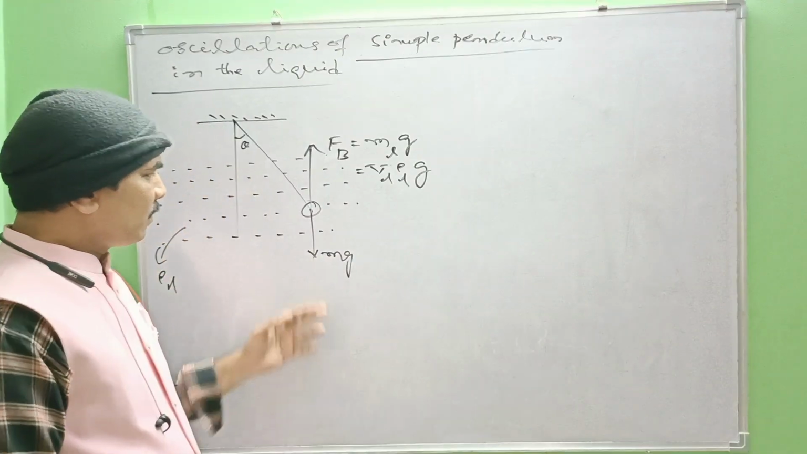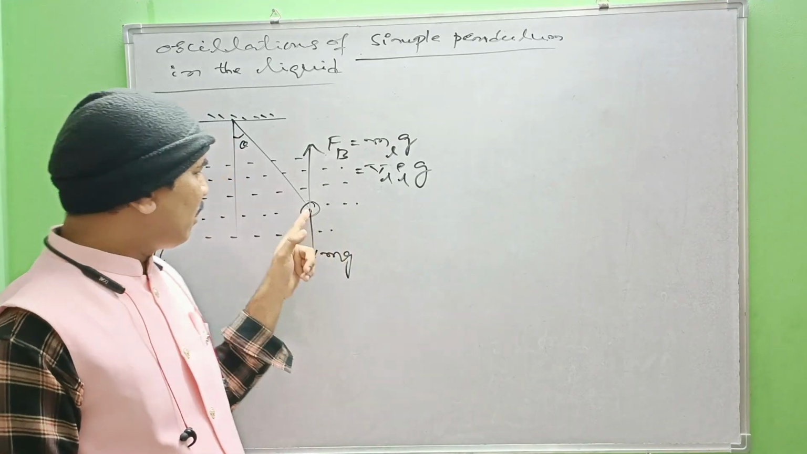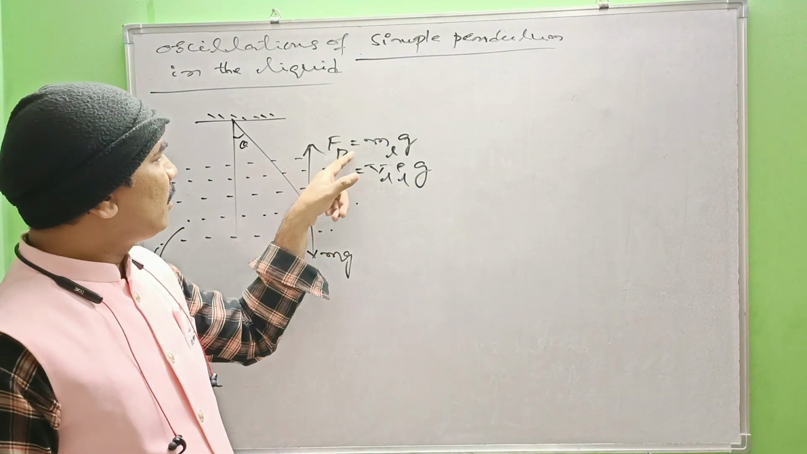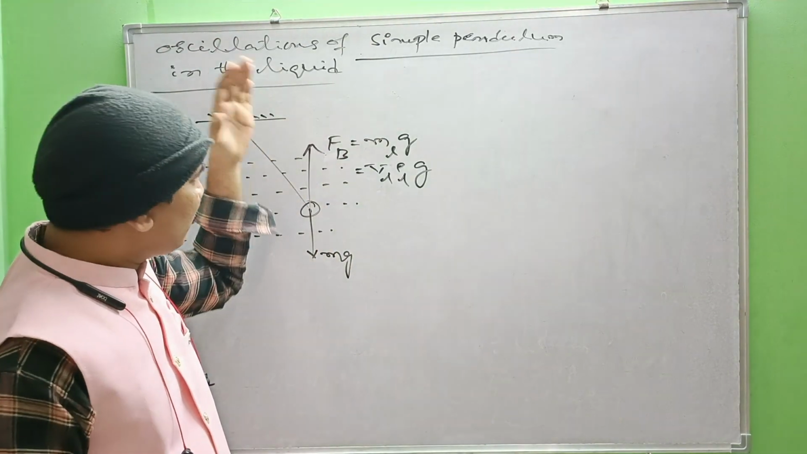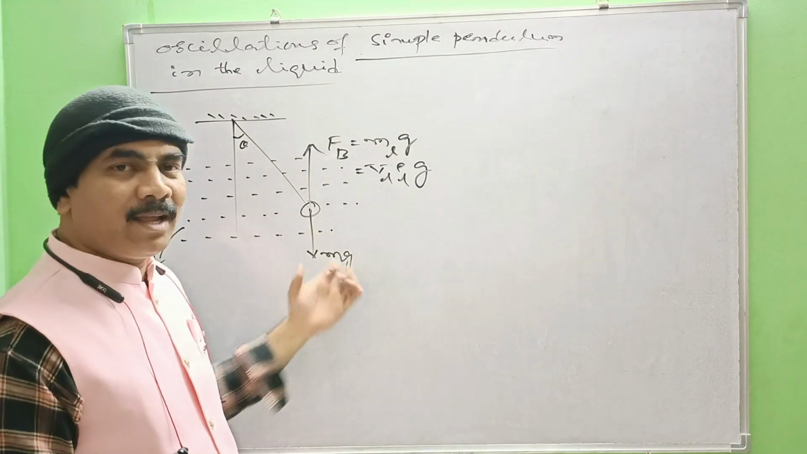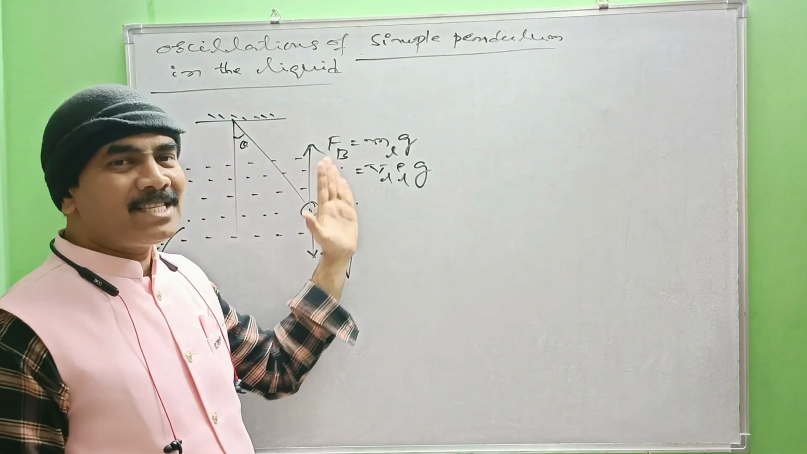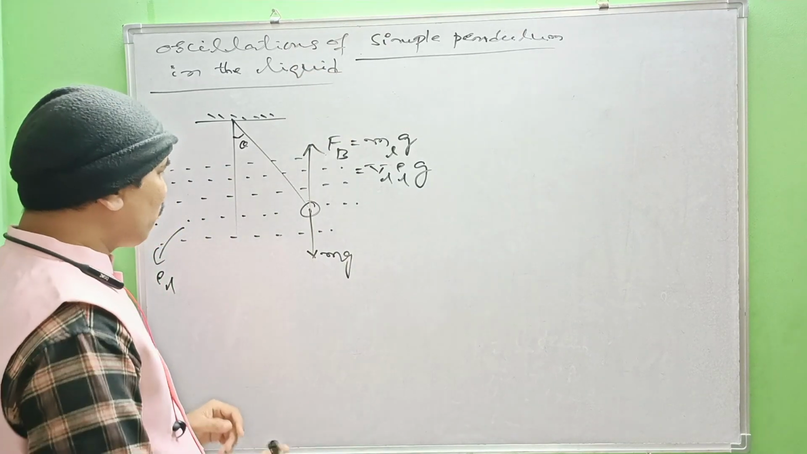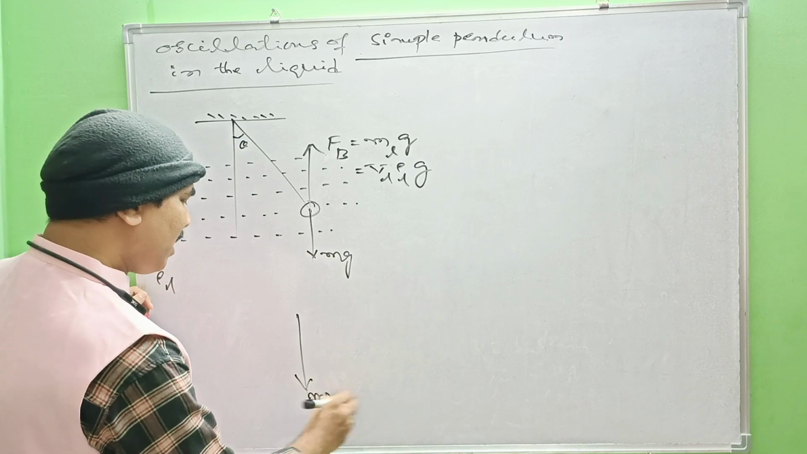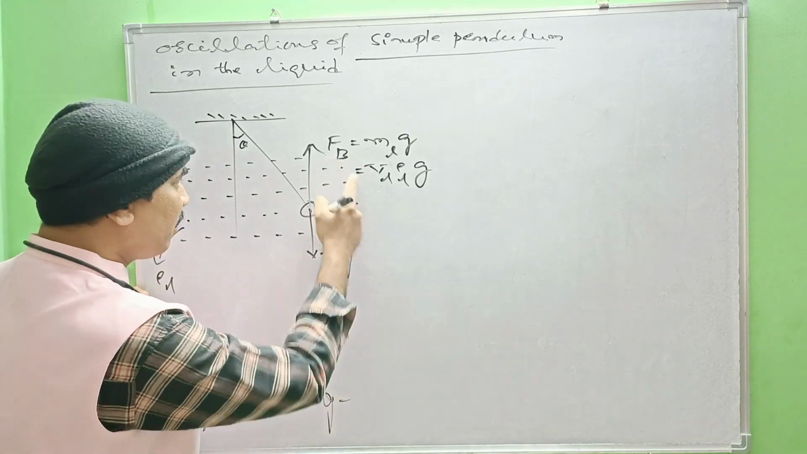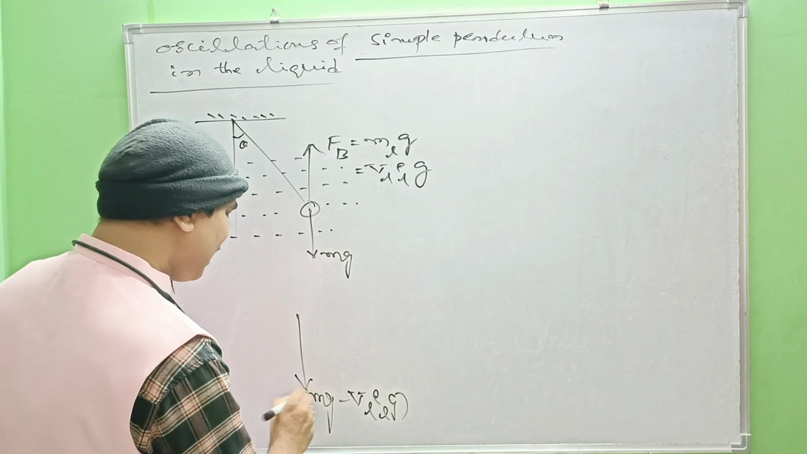What is the net downward force acting on the bob? It is mg minus FB. That is the net downward force. If FB is absent, then mg alone is the net downward force. But it is also acted upon by the force of buoyancy upwards. So the net downward force is mg minus FB, that is mg minus VL rho L g.